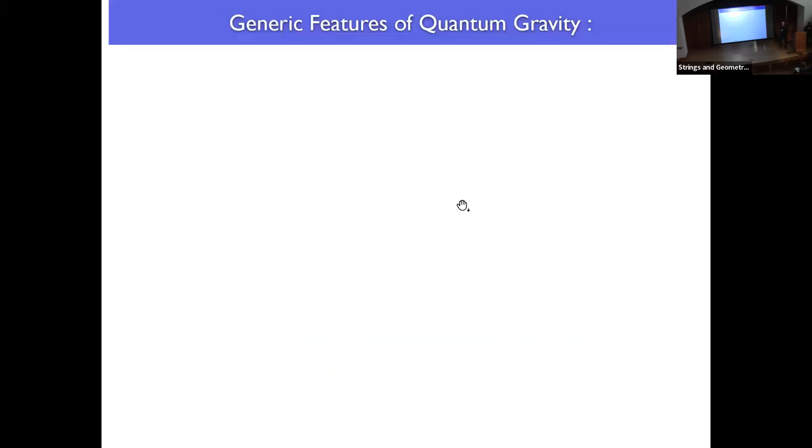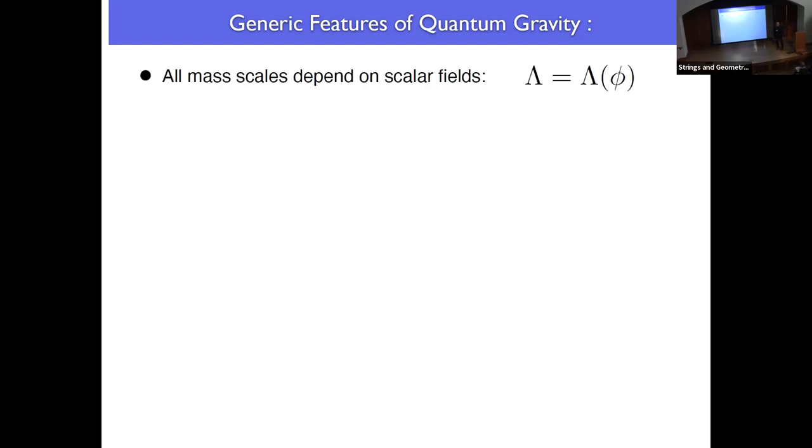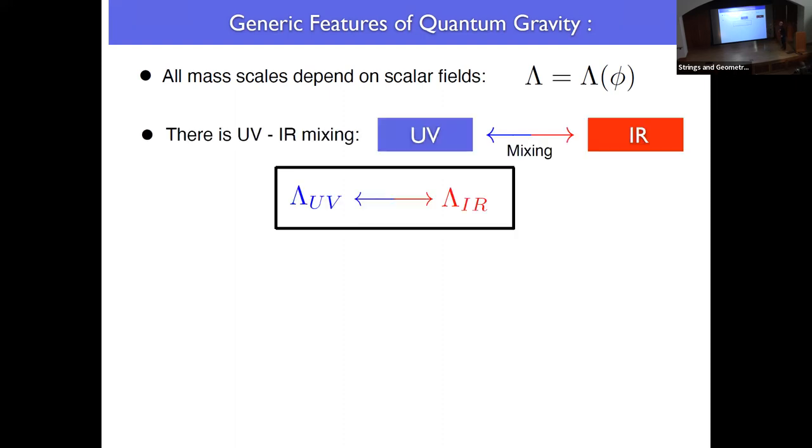Okay, so let me start by making some general remarks about quantum gravity. Namely, quantum gravity possesses some generic features. First of all, all mass scales depend on the scalar fields. So whenever we talk about certain mass scales, in the end, they will be field-dependent quantities. Second, and I regard this as very important, there is a notion of UV-IR mixing, that the UV scales talk to the IR scales. And we will also see how it is implemented in concrete examples.